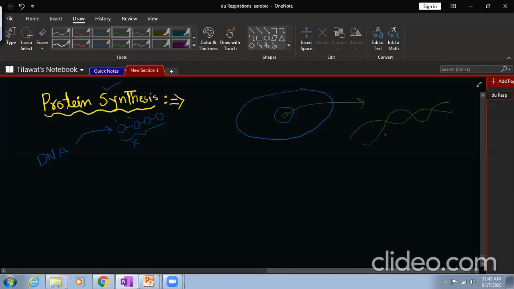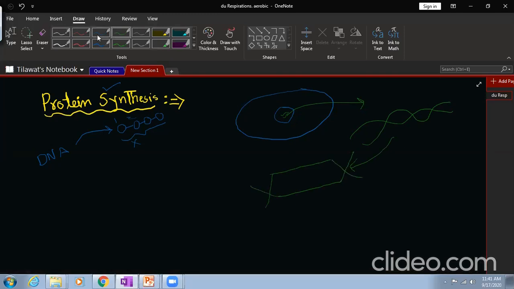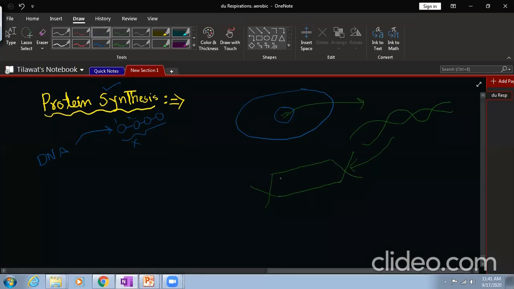Now this DNA will uncoil. This will open that place which has to be read. So that opens, right? And from one strand, messenger RNA formation will start. From one strand, what will start? Messenger RNA formation, like this.